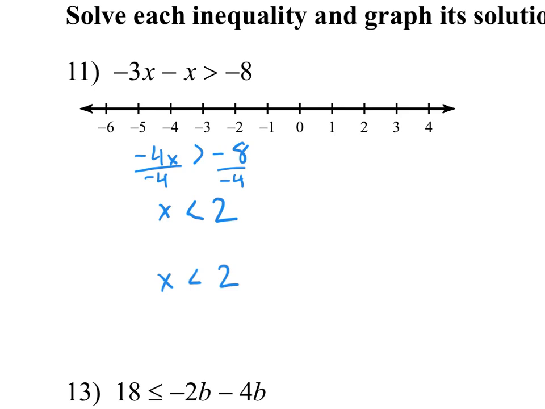Do we put an open circle or closed circle on our graph? Open circle, because it's just a less than sign. And then are we going to go to the right or to the left? To the left. So we're talking about all the numbers less than 2, so we go to the left. Any questions here?